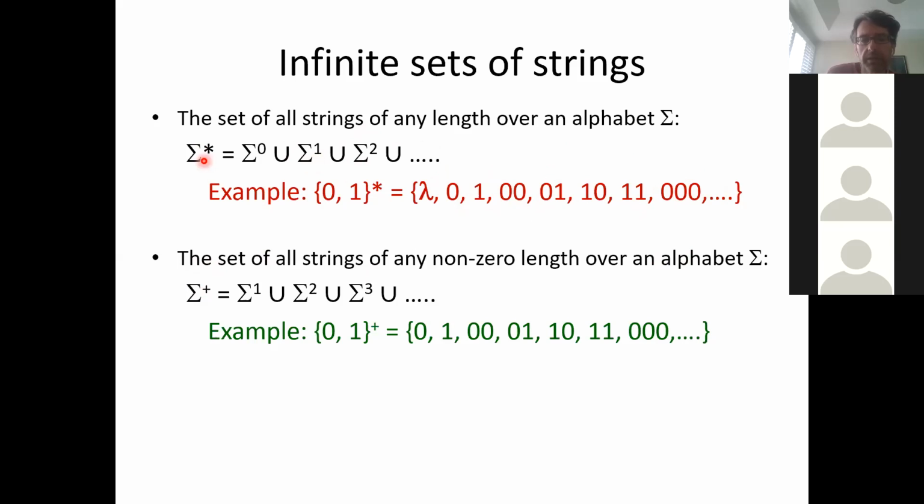You also have a special notation for all strings. So what is sigma star? These are all strings over this alphabet. So sigma star, when sigma is bits, denotes all bit strings. And sigma plus is all sequences of any length except the empty string, right? So I just kick out this element. In other words, sigma plus is sigma star minus the set that contains only the empty string. Okay, so these are useful notations because you can say, you know, the set of all bit strings.